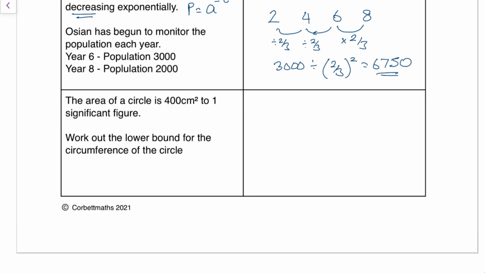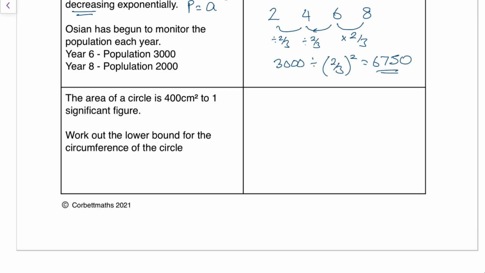Next question. And final question. The area of a circle is 400. Oh, it's going to be a bounds question, isn't it? Okay, let's write this down. So the area is 400 centimeters squared to 1 sig fig. So the sig fig above is 500 and the sig fig below is 300, which means that's 350 and that's 450. Work out the lower bound for the circumference of the circle.